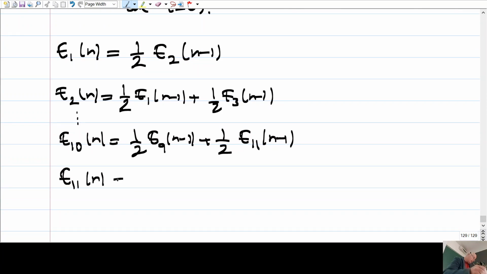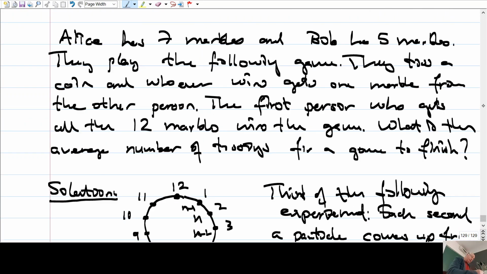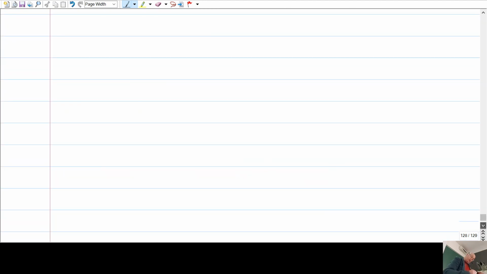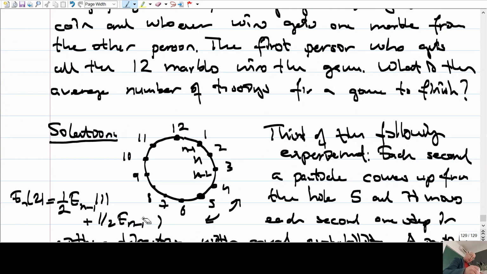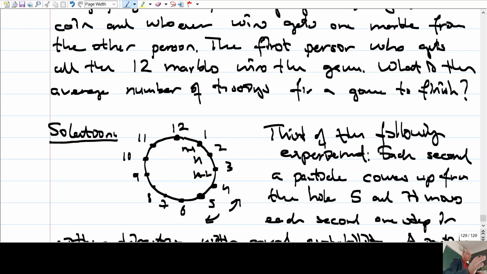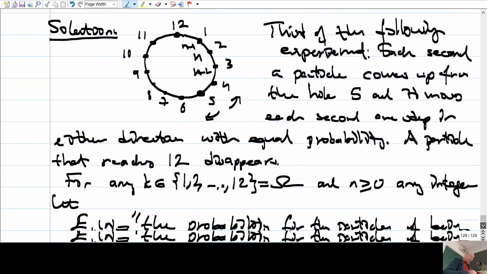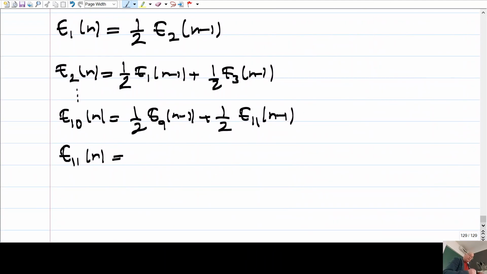E11, well, to reach 11, there is only one way, because you cannot come to 11 from 12. Once you are 12, you are gone. So the only way you may reach 11 is through 10, and it is with half probability again. So this is 1/2 E10 of n minus 1.